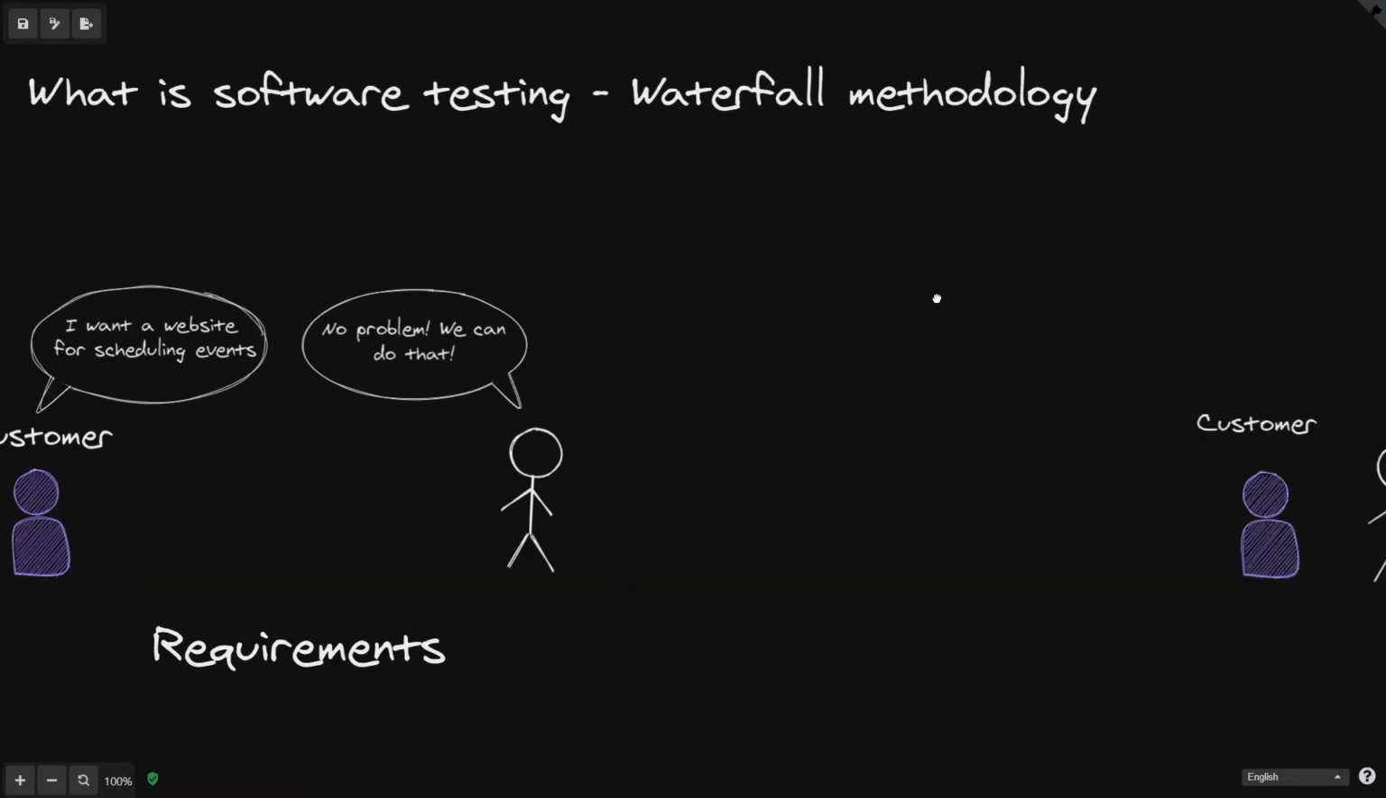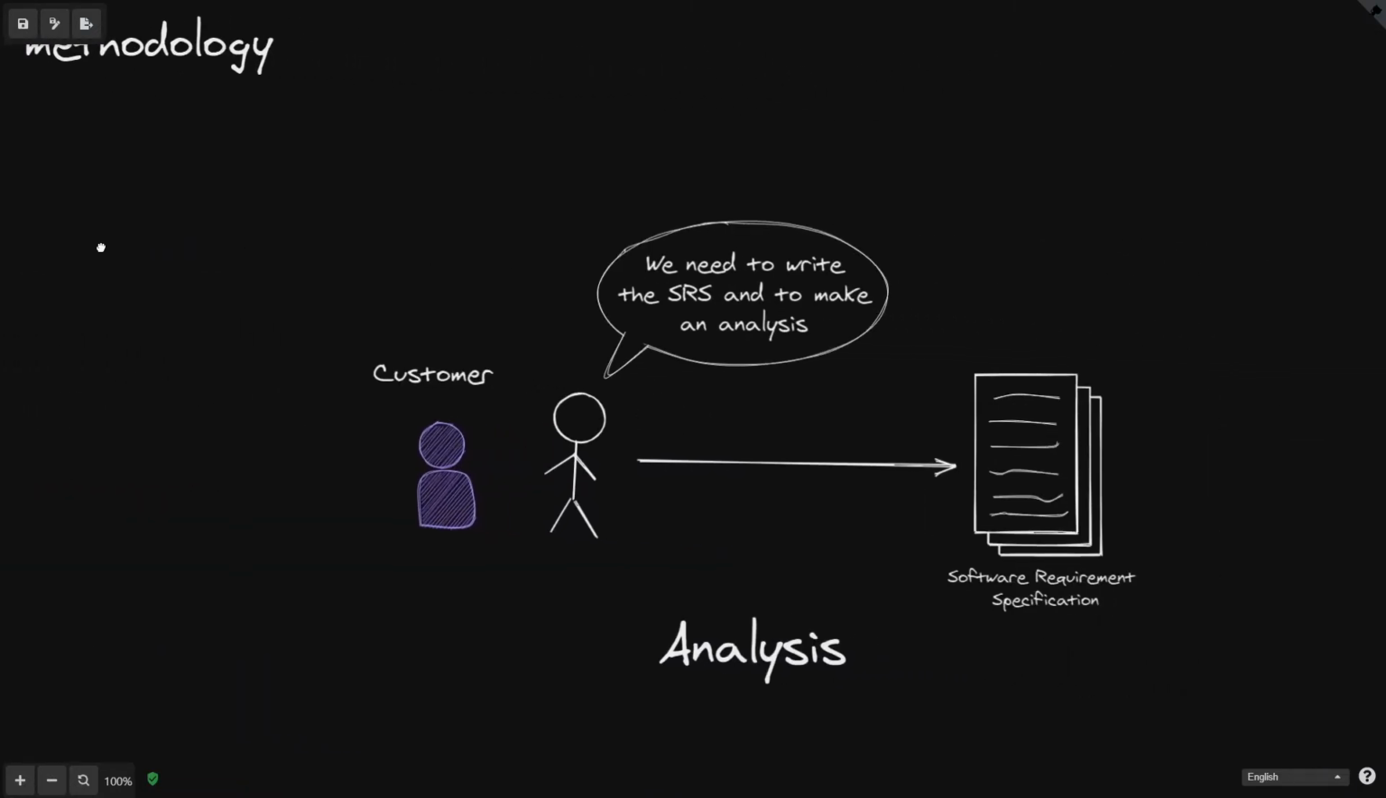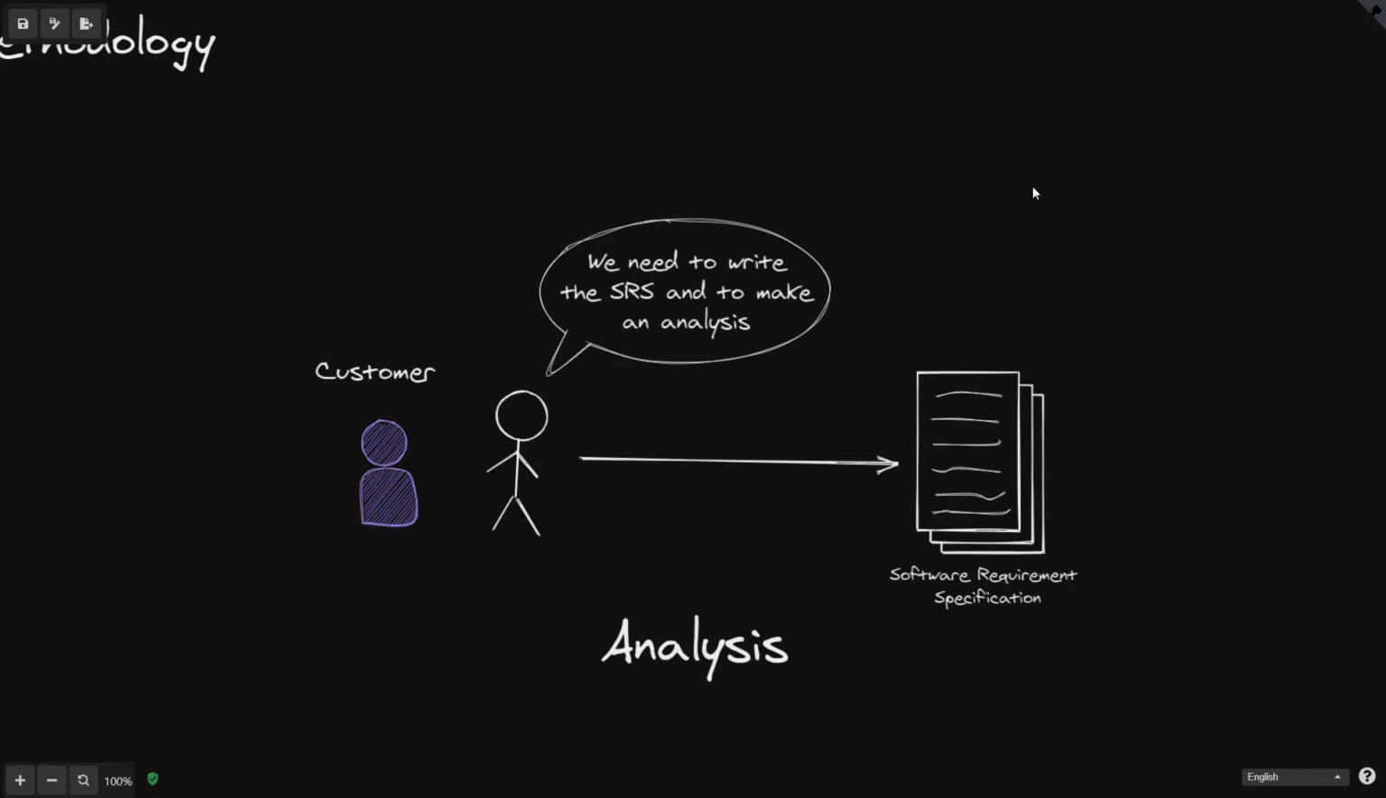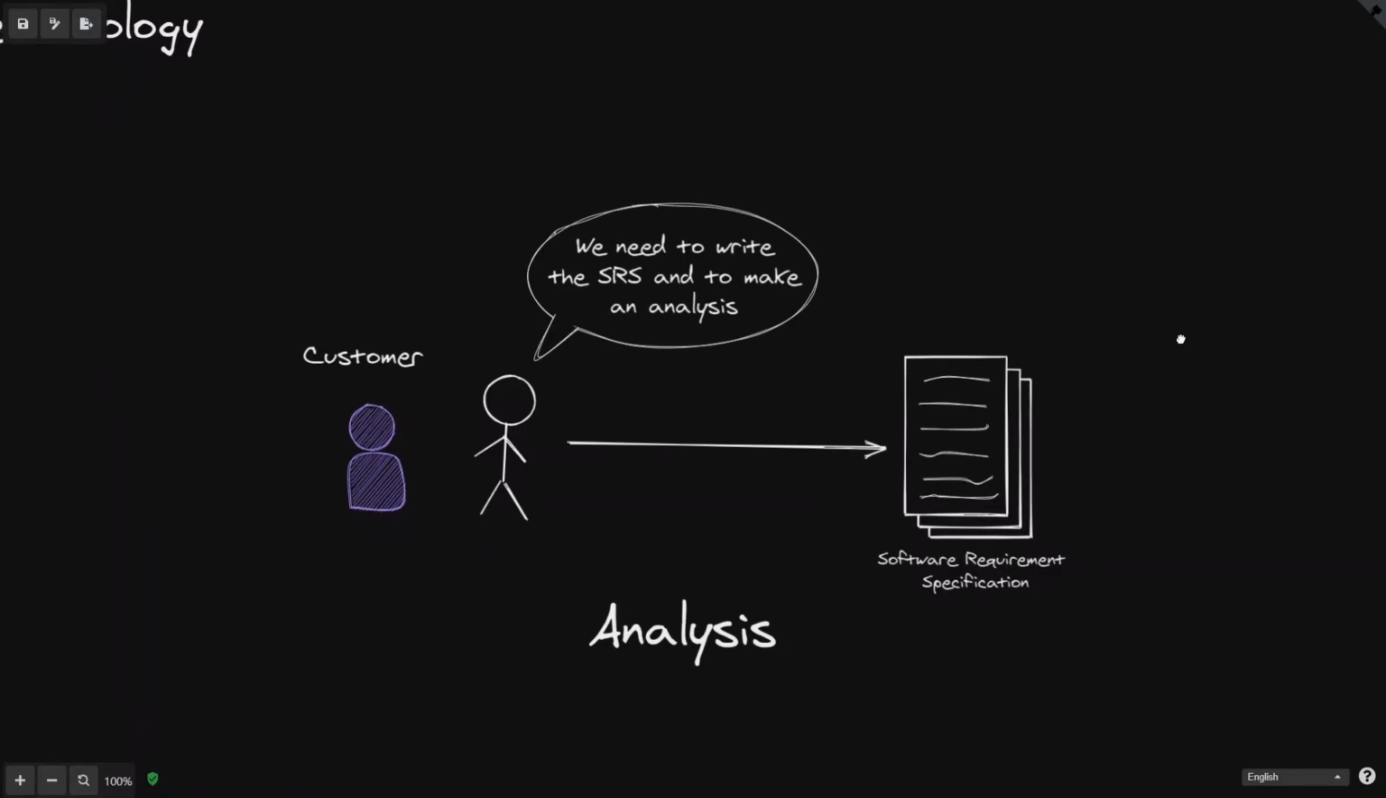After this is done, we move to the analysis. Basically, you're sitting with the customer and you're saying, "Okay, based on your wishes, we need to write the software requirement specification and make an analysis." Based on those requirements, we make a document called the software requirement specification. The software requirement specification should contain all the requirements from the user, but written in detail.